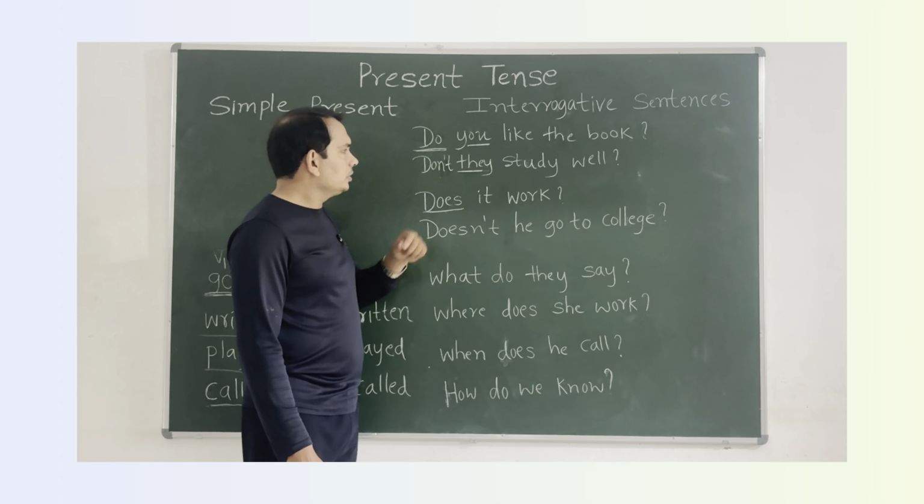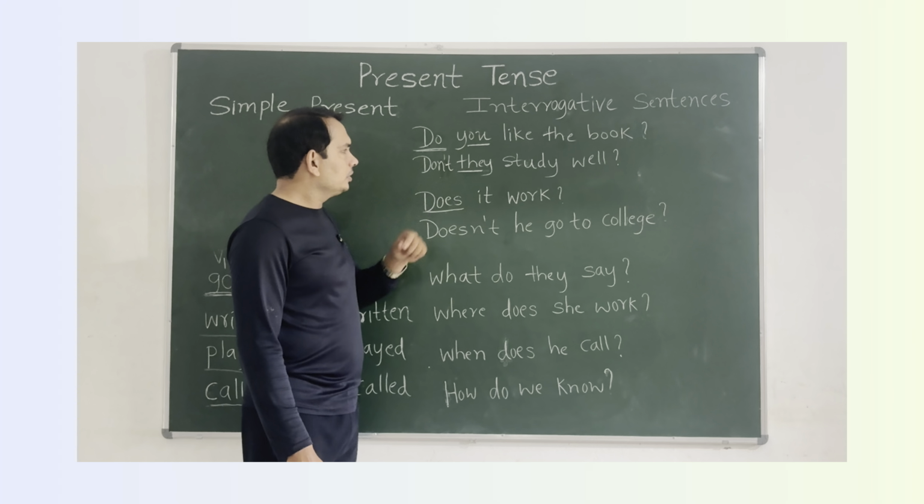Look at this example. When does he call? Here the auxiliary used is does because the pronoun is he. If we use the pronoun they here, does changes to do. When do they call? How do we know? Here, the auxiliary used is do because the pronoun is we. How do we know? I think it must be clear to you now.